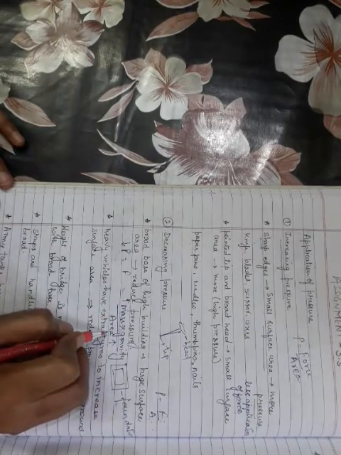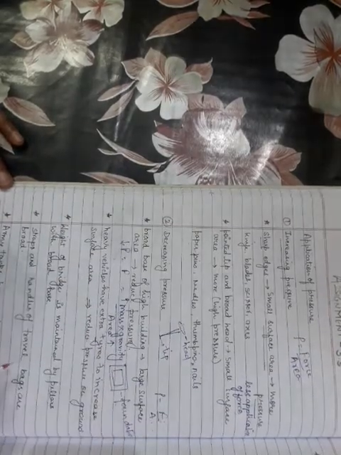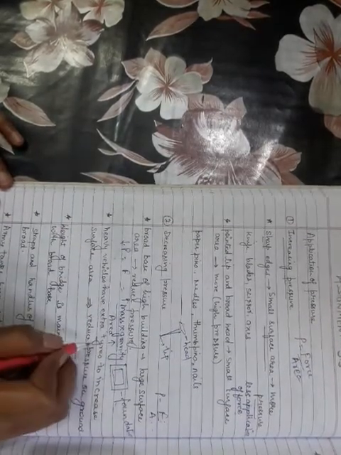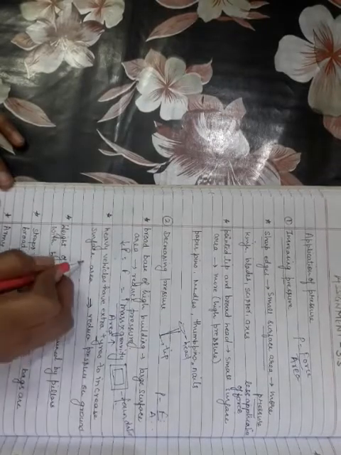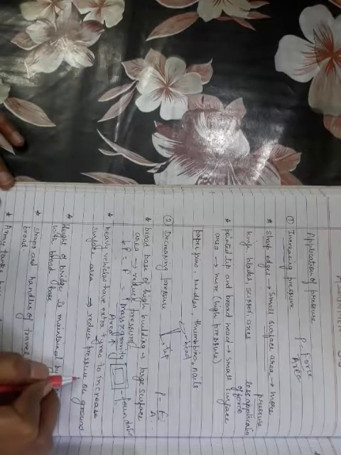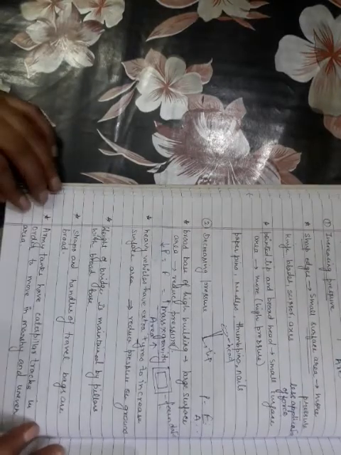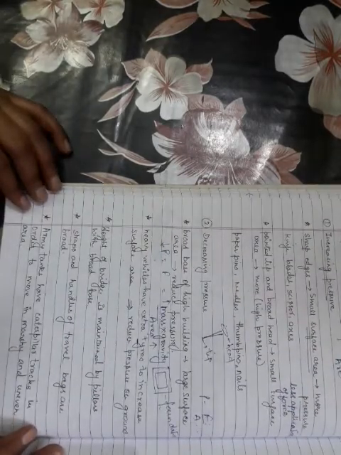How can we increase the area in the case of a vehicle? By adding extra tires to it. When we add extra tires, which increases surface area, and if surface area is increased, pressure is reduced on the ground, so that the truck is safely moved from one place to another. Number 3, the weight of bridges is maintained by pillars with broad base.